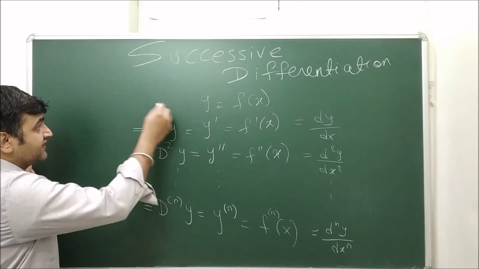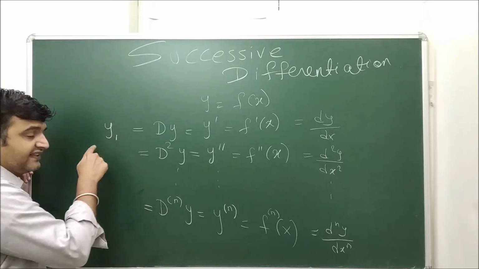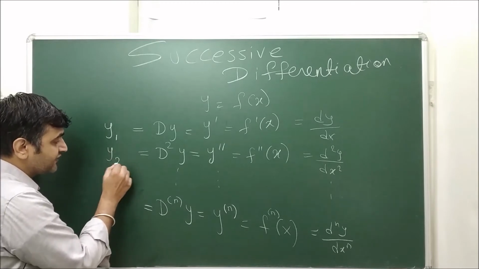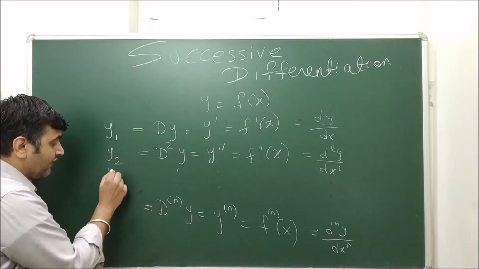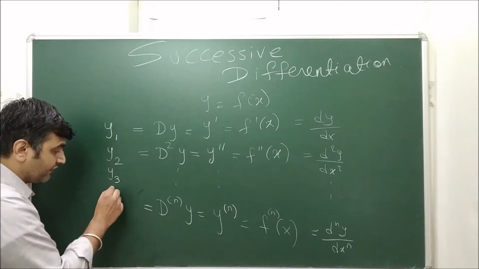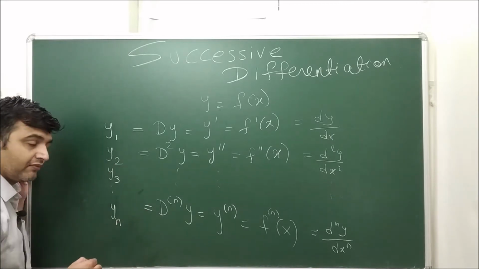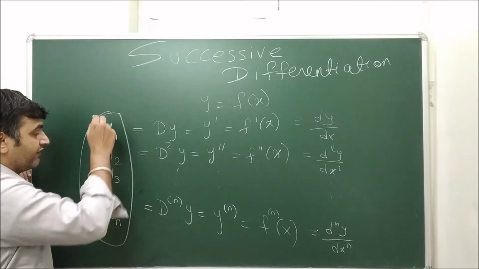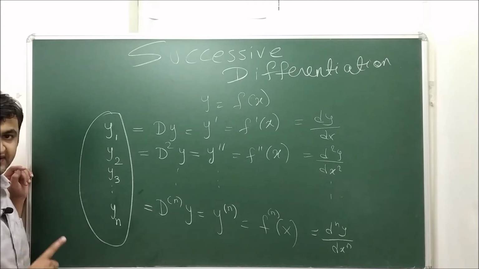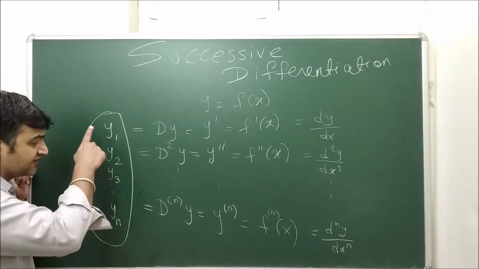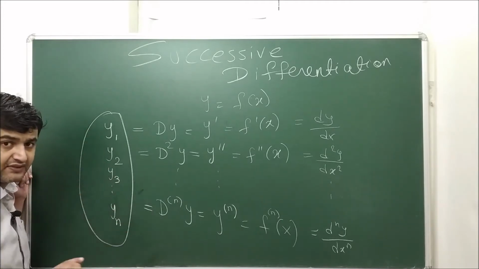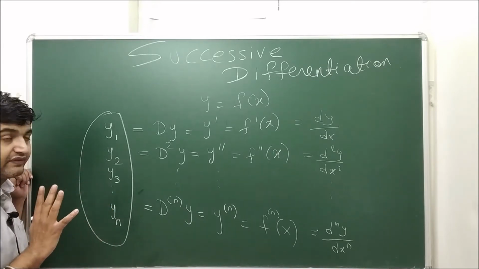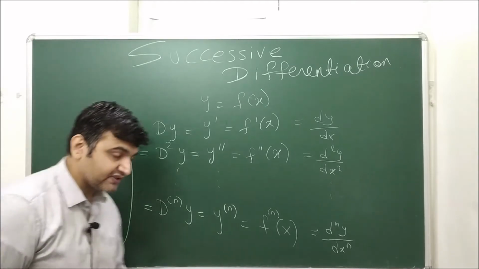Which notations? Since this is my y, y suffix 1 will represent the first derivative of y. Y suffix 2 means the second derivative of y. Y suffix 3 means the third derivative of y. And y suffix n means the nth derivative of y. So in successive differentiation, we are going to use these notations. Don't get confused if you see y suffix 2, y suffix 3 and so on. They simply represent the order of the derivative for the given function. So that's about successive differentiation.